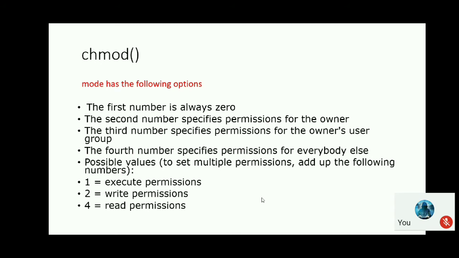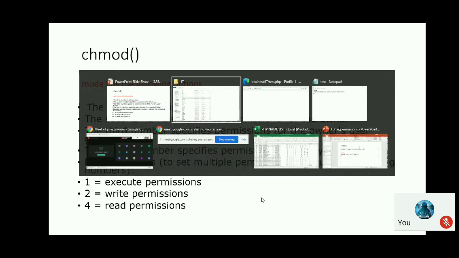So the value 1 will be given as execute. Value 2 will be write permission. And value 4 is called read permission here. Okay. Now I will show you.